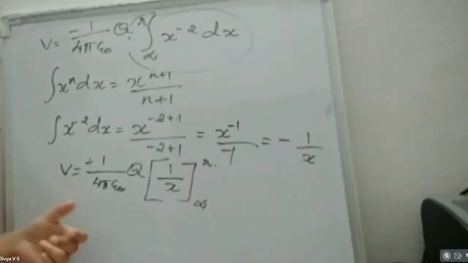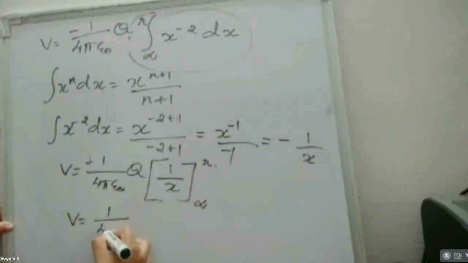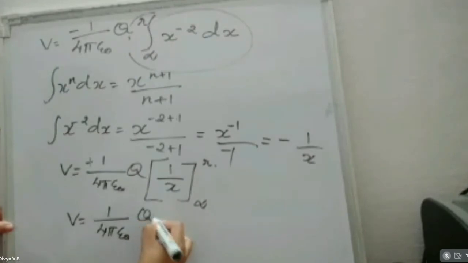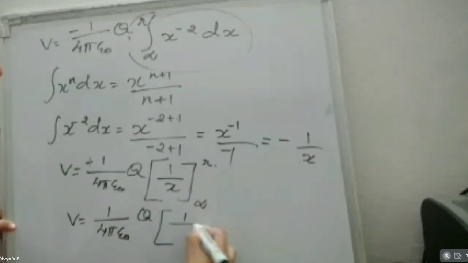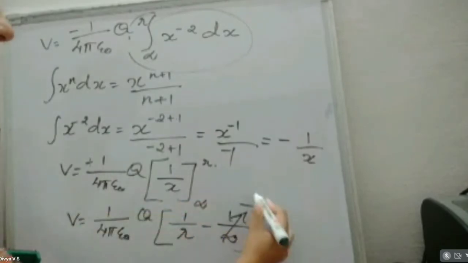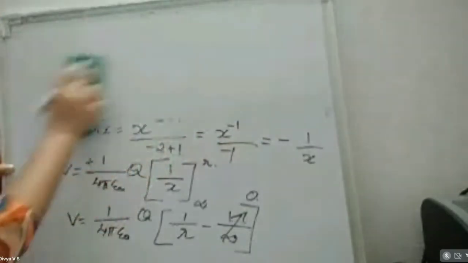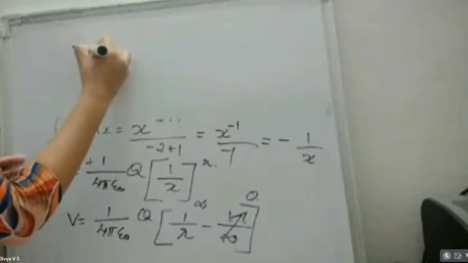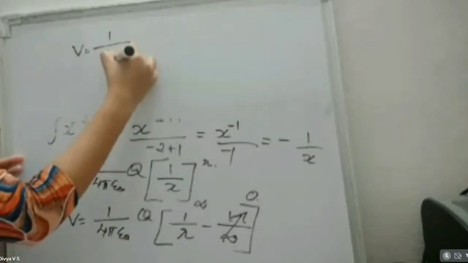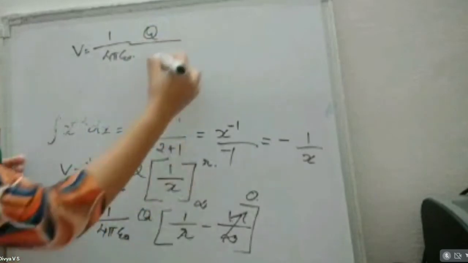And how do we substitute the limit? Upper limit minus lower limit. So V equal to 1 by 4 pi epsilon 0 q into upper limit is r, 1 by r, minus lower limit is infinity, 1 by infinity. And 1 by infinity is 0. So for this, it will be 0. And you got the expression for potential now. That is V equal to 1 by 4 pi epsilon 0 Q divided by R.